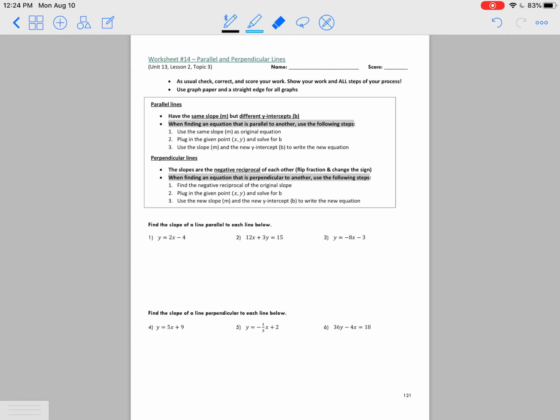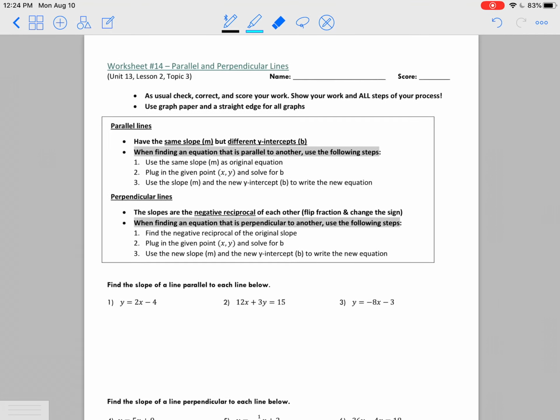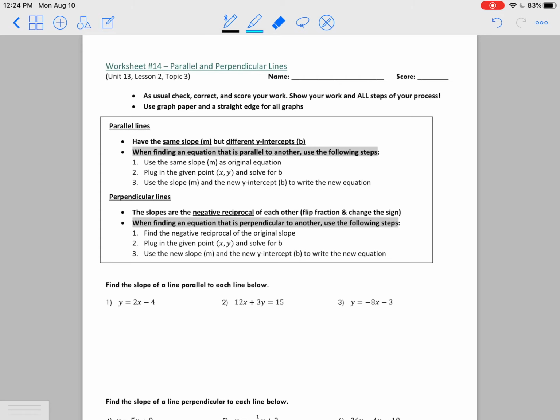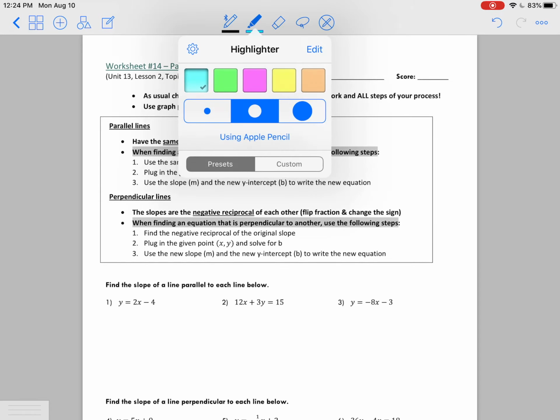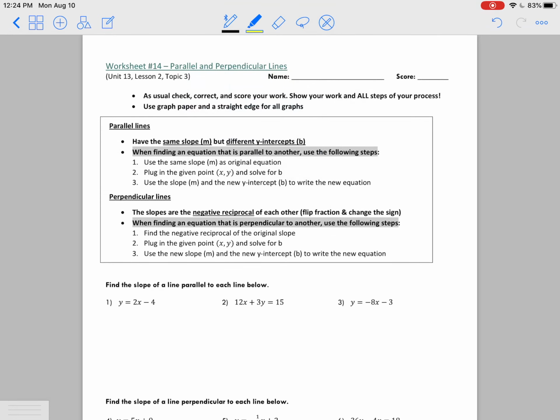Howdy, this is Andrea, and in this video we're going to be talking about parallel and perpendicular lines. All right, so let's get into some information about each one.